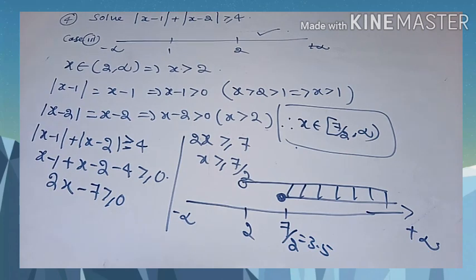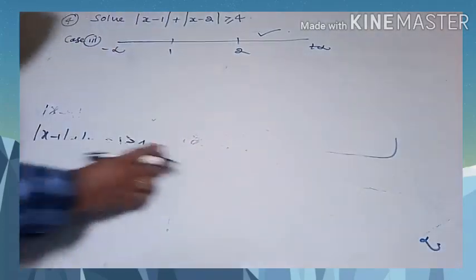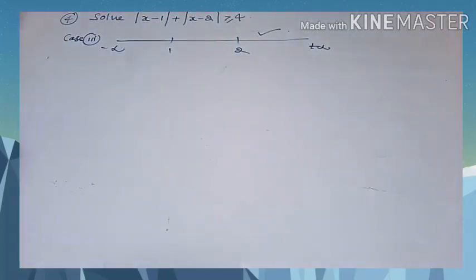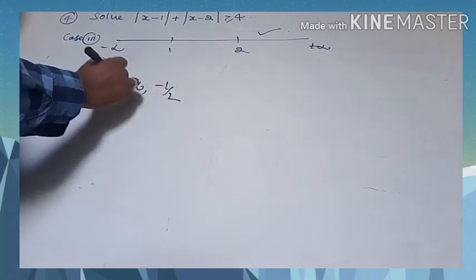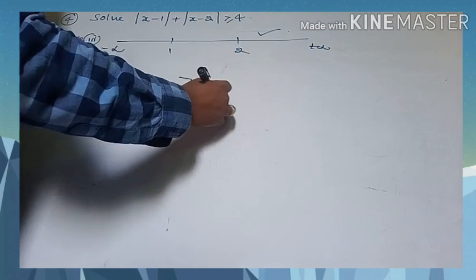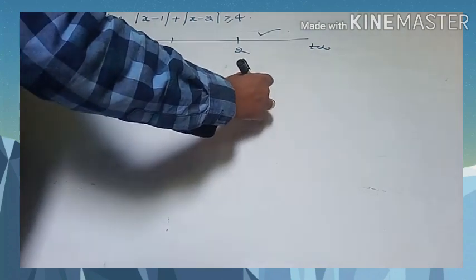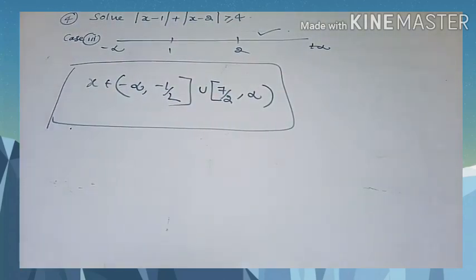Now overall, the solution we have got: in the first case, we got the solution set as x belongs to minus infinity comma minus 1 by 2, right? This is what you have got in the first case, and in the second case there is no solution, and in the third case it is 7 by 2 to infinity. This is the total solution set for this problem. It is a very, very important problem, my dear students. You please observe. Next we will do one more problem.